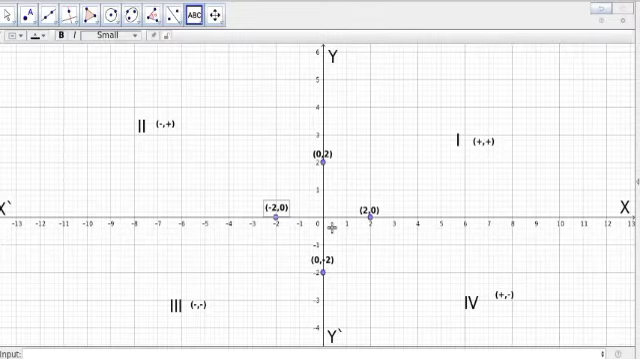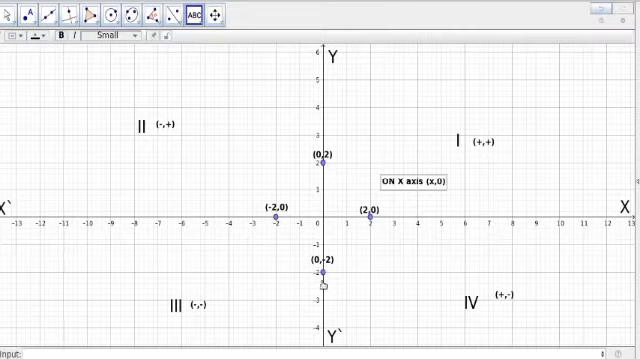If the point is on the x-axis, the points are of the form x, 0. See here, the point is at 2 on the x-axis, so its coordinates are 2, 0. Here also the point is on the x-axis, so we write the x coordinate, that is -2, 0.